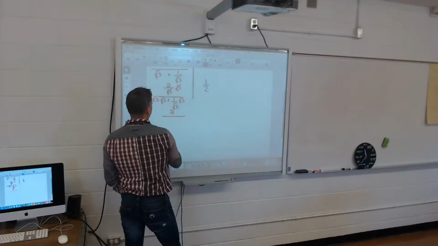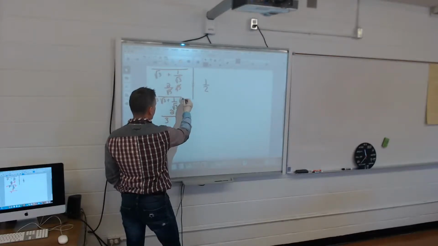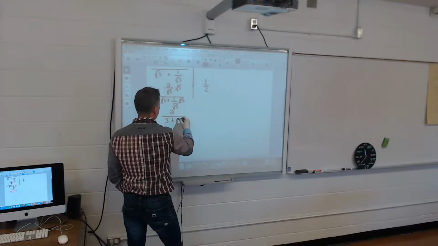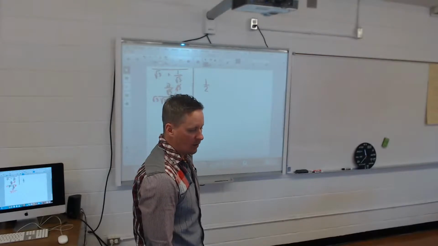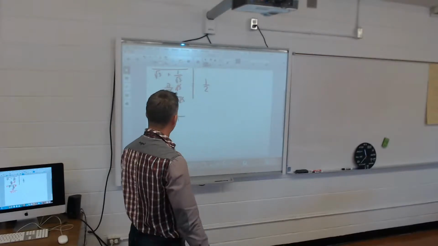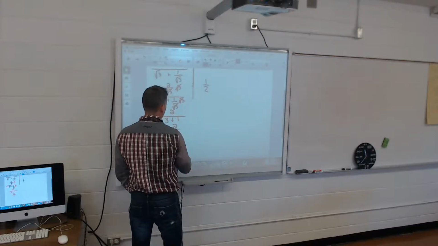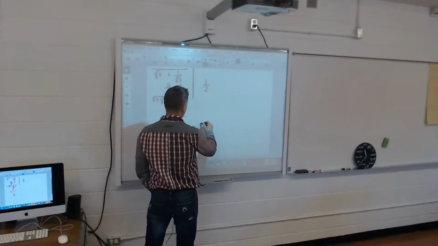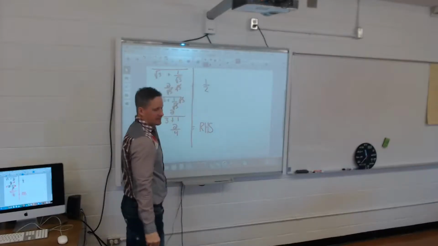So that root 3 and that root 3 cancel. Root 3 times root 3 is 3. That root 3 and that root 3 cancel. It leaves me with 1. So now I have 2 over 3 plus 1, which is 2 over 4, which is the same as my 1/2.